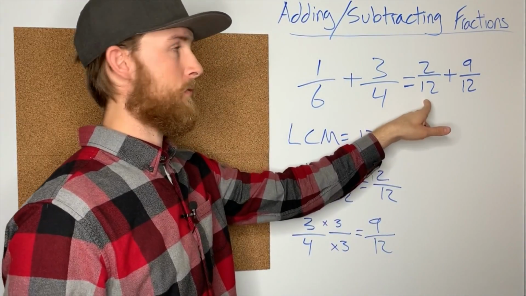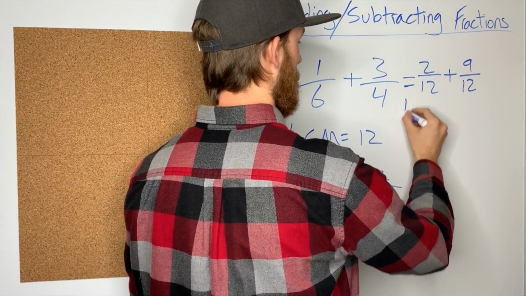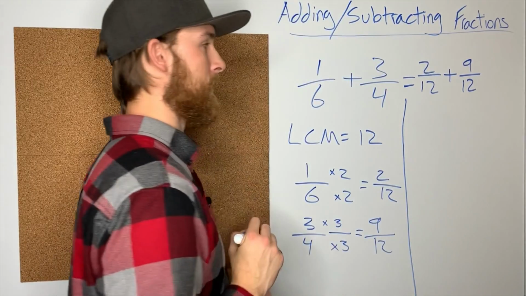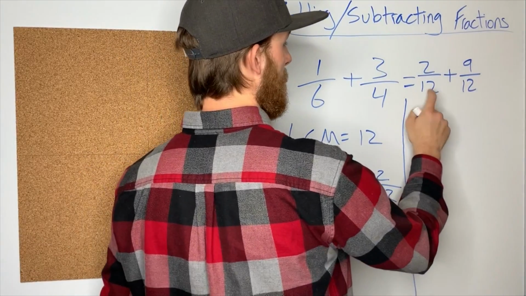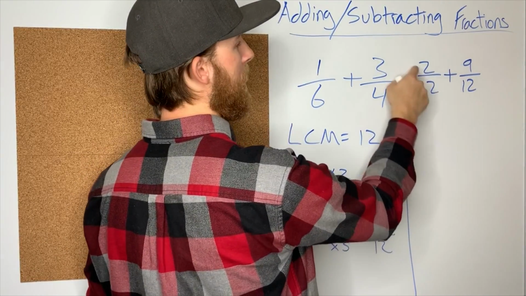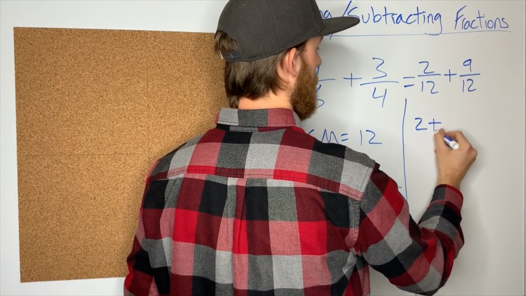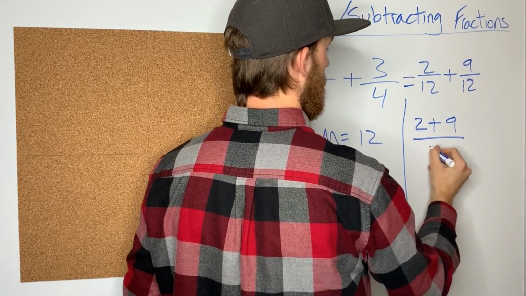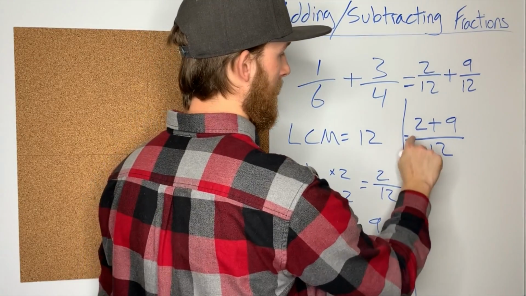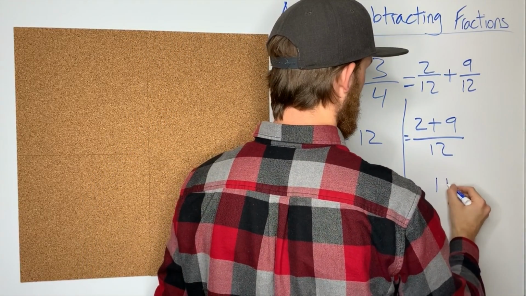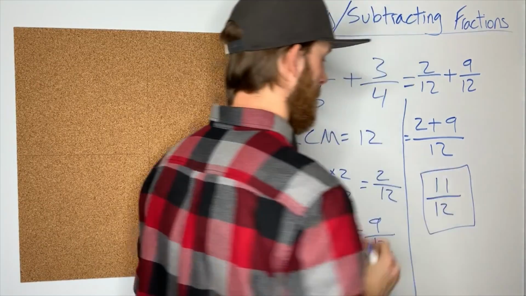Now we have an easy problem because they both have the same denominator. I'm going to put a line here so you guys don't get confused. Now we have a problem that's very similar to the first problem we did. Since we have the same denominator, all we have to do is add the numerators. So in this case, we just have 2 plus 9 over 12. I'll put an equal sign there just because I like to do that. Now 2 plus 9 is 11, and that's all over 12. So now that's your answer.